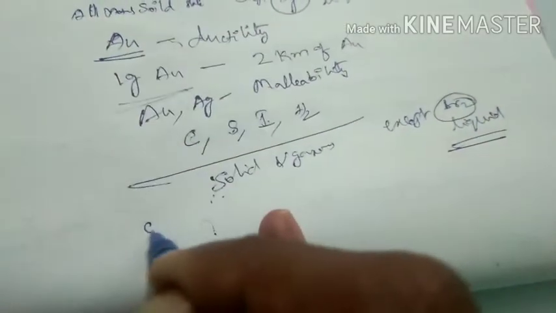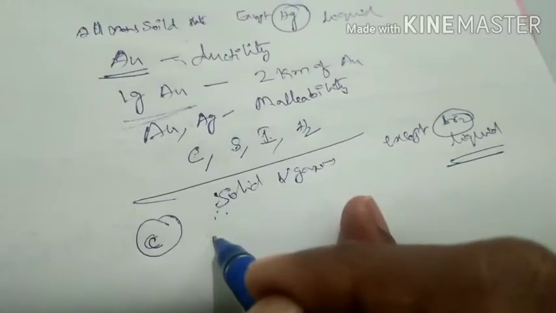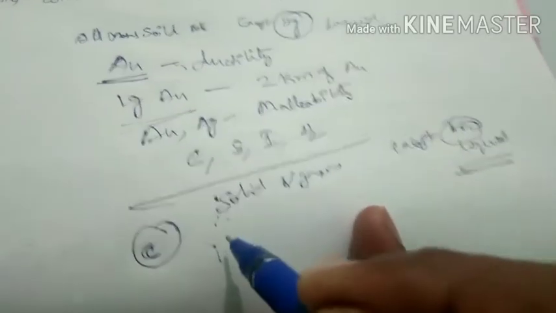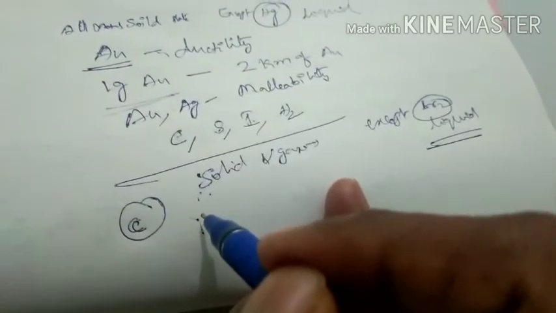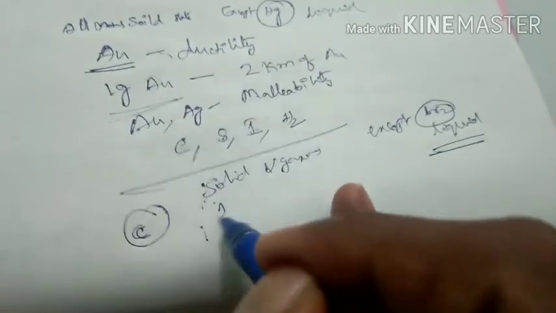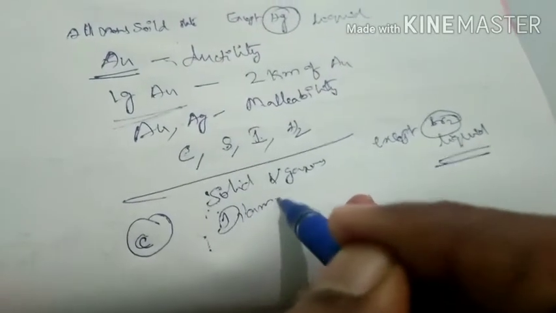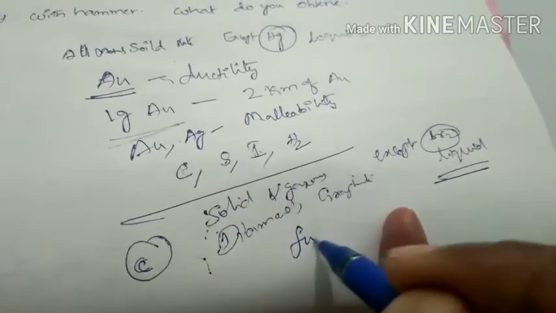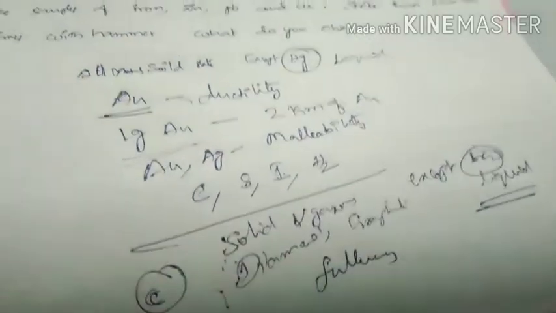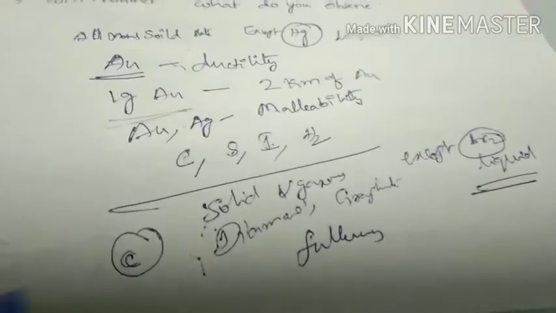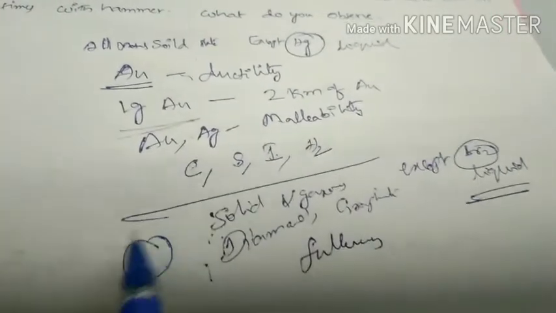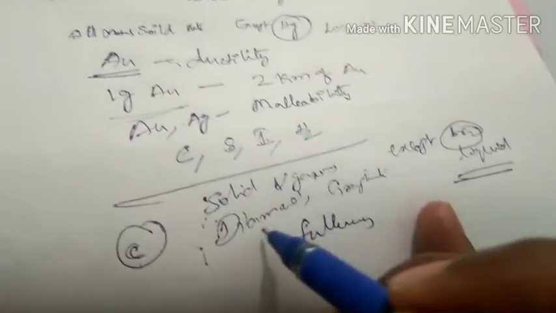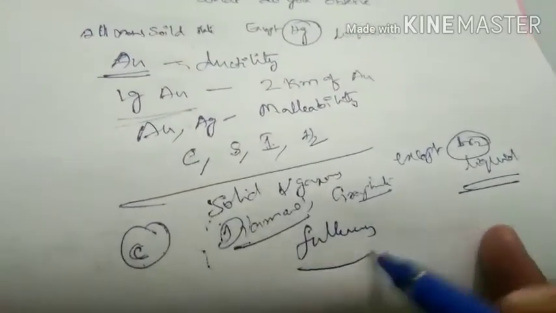Next one. For example, take carbon. Carbon is present in nature in different forms. They are diamond, graphite, and fullerenes. I repeat once again: carbon is present in nature in different forms. They are diamond, graphite, fullerenes.